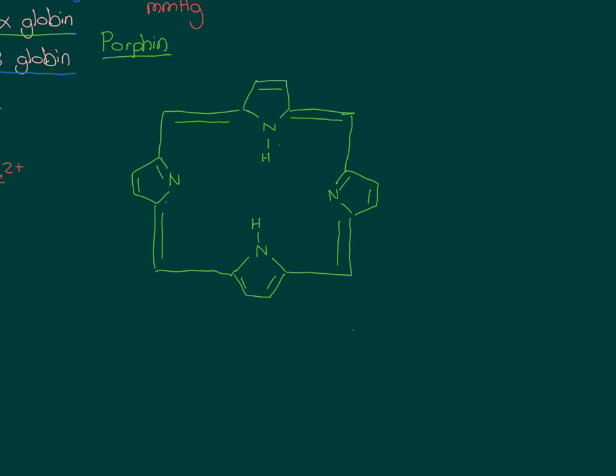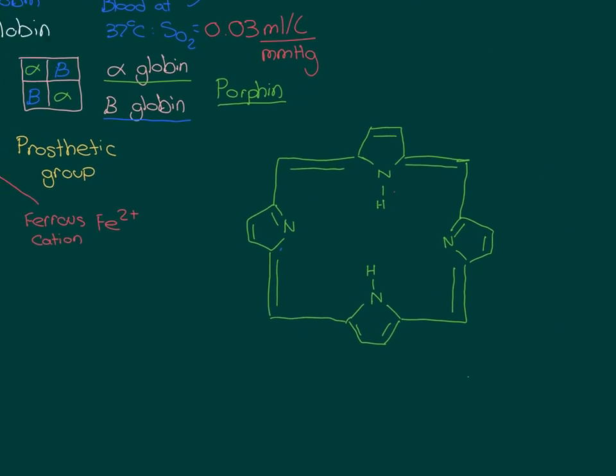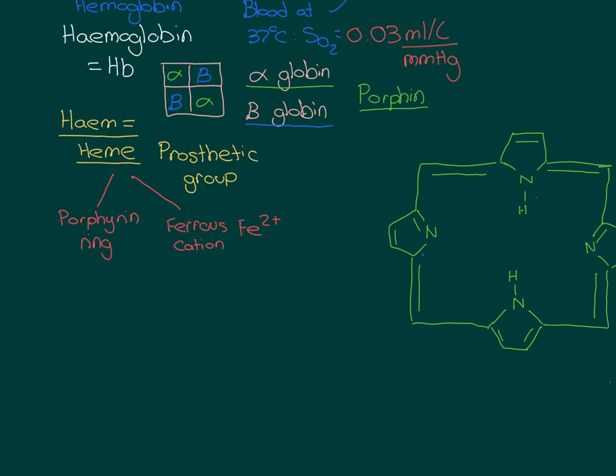Right, so going back over here, there are lots of different types of porphyrin rings, and there are therefore lots of different types of hemes. Okay, because a heme, this is the definition, it's a porphyrin ring with a ferrous cation. Okay, we have looked so far at the structure of porphin and there's no ferrous cation yet. That's because porphin is not a heme group.